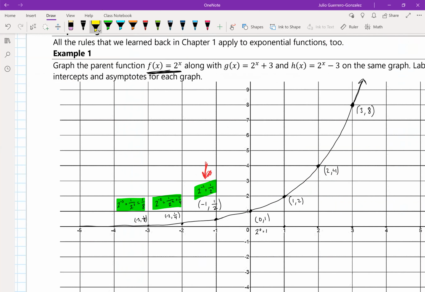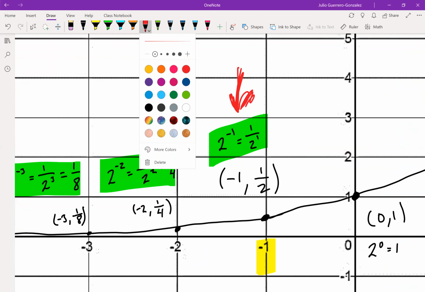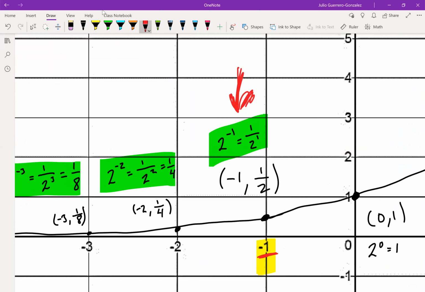I've been plugging in, let me zoom in one really quick, my x value is -1, right? So that's been plugged in up there. And same thing here, my value is -2, so that's what I've been plugging in up there, and so on and so forth.